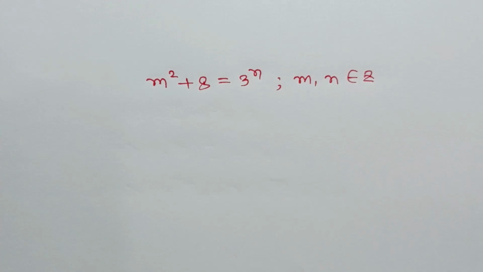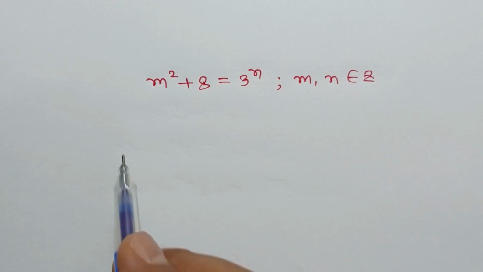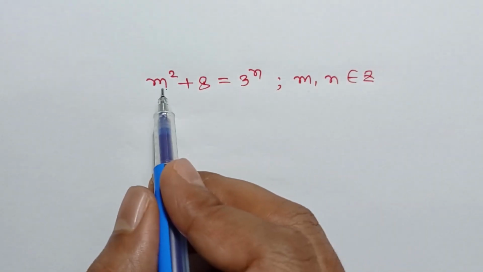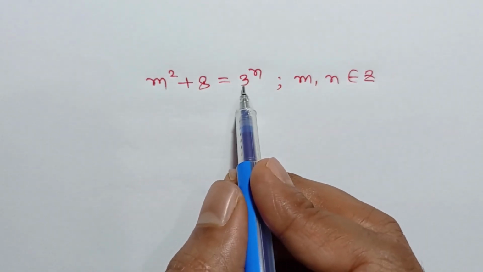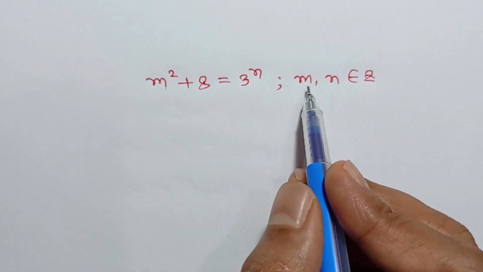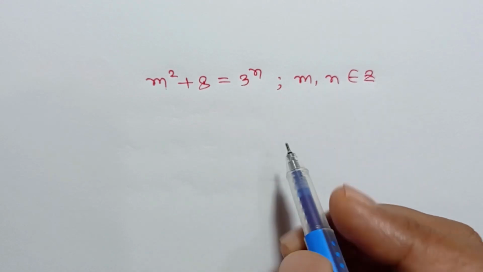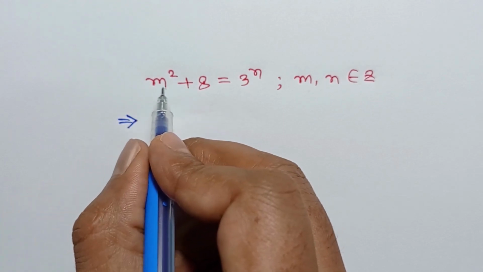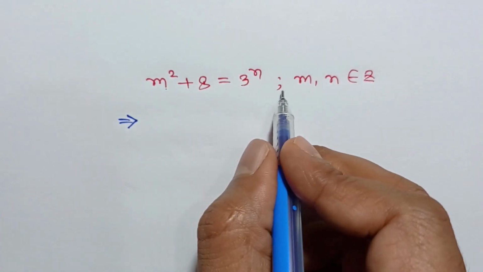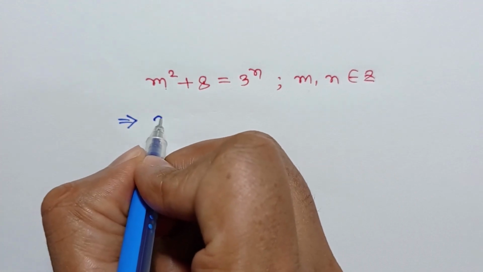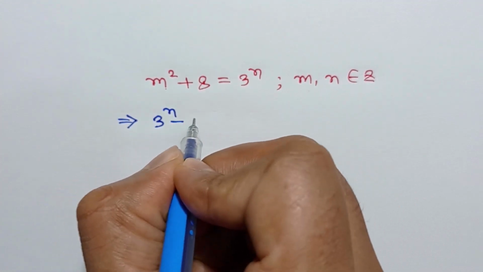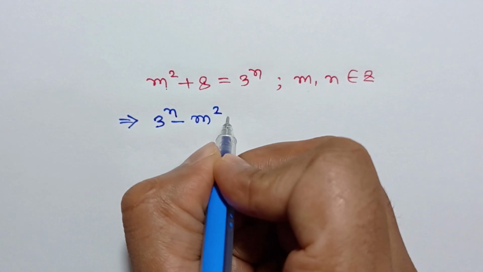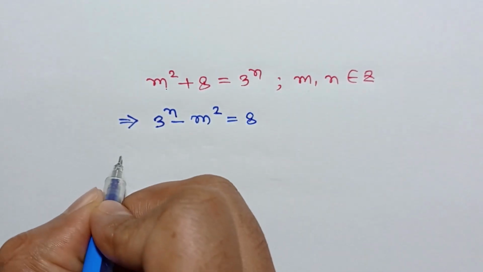Hi everyone, in this video I am going to show how to find the value of m and n where m square plus 8 is equal to 3 to the power n, and m and n are integers. Taking this m square to the right side and writing the right side to the left, we will have 3 to the power n minus m square is equal to 8.